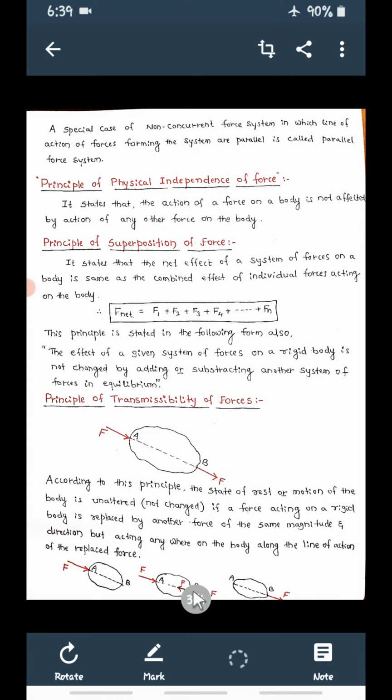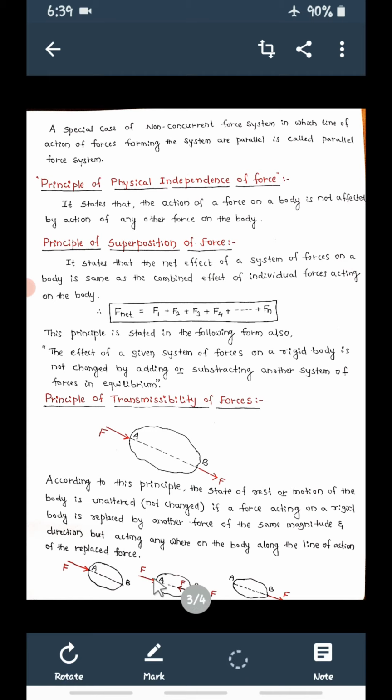Okay, now totally how many forces? The force F at A now, and these two opposite forces at B. Right now there are three forces here. One is F at A, then in this direction force F at B, and in the opposite direction force F at B. Now observe this force F at A and this force F at B.